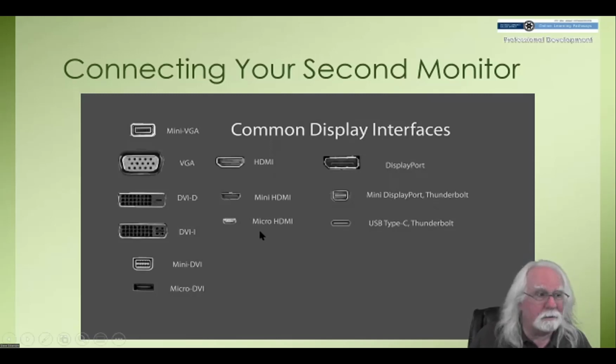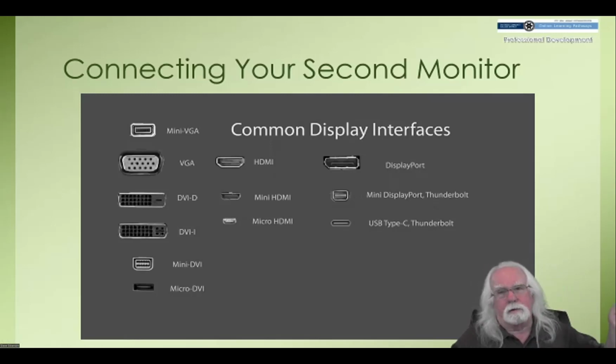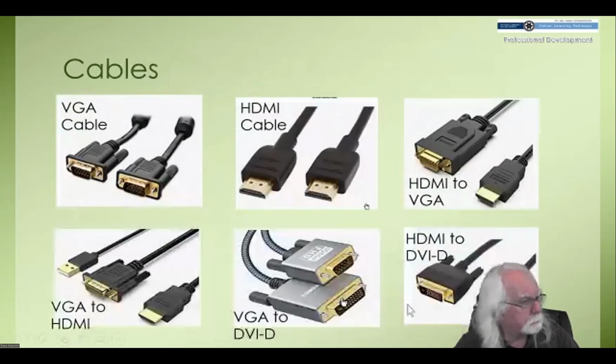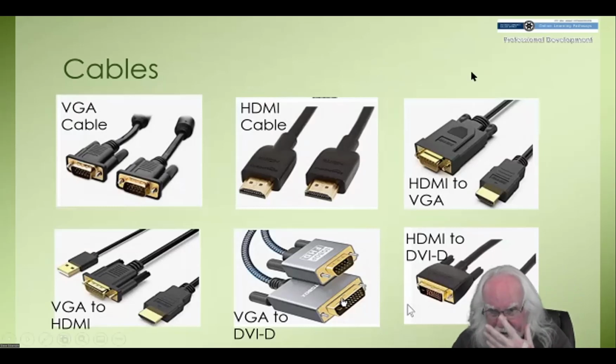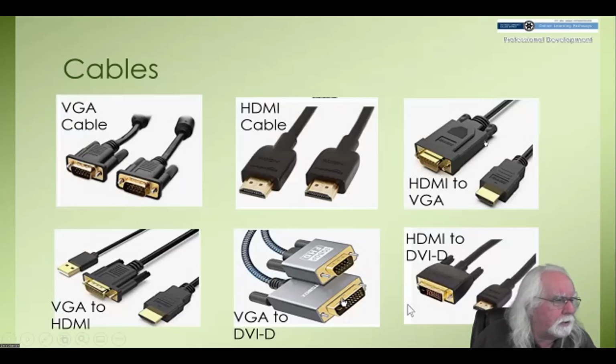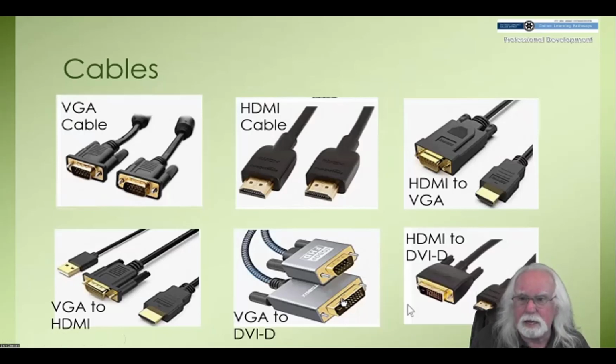So how do you get them to connect to one another? Well, you've got to have a cable with the correct connector on each end: the correct connector for the computer on one end, and a compatible connector for the monitor on the other. I've provided you with some background information here, and also with links to places you can buy each of these cable types, once you take a look at your computer and your monitor and figure out which cable you need.